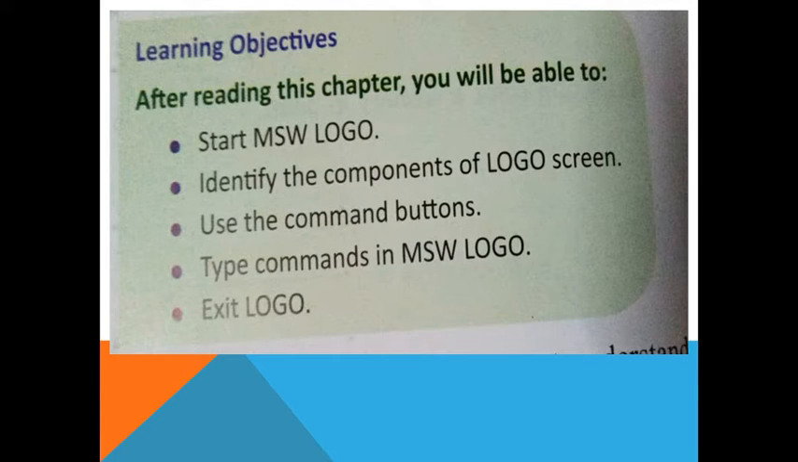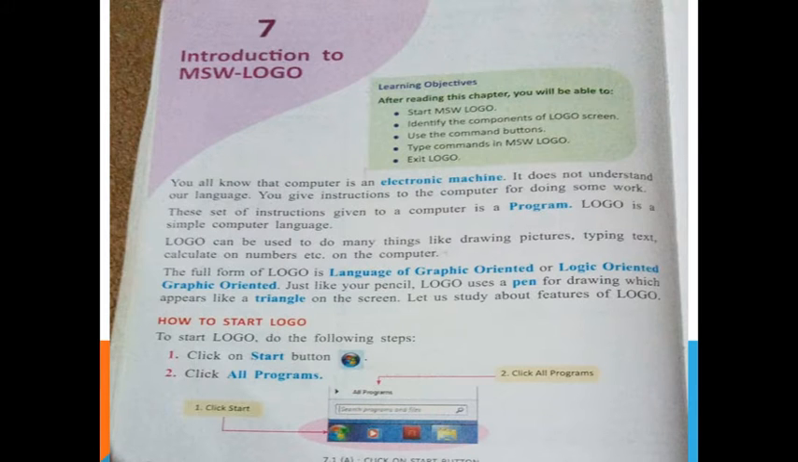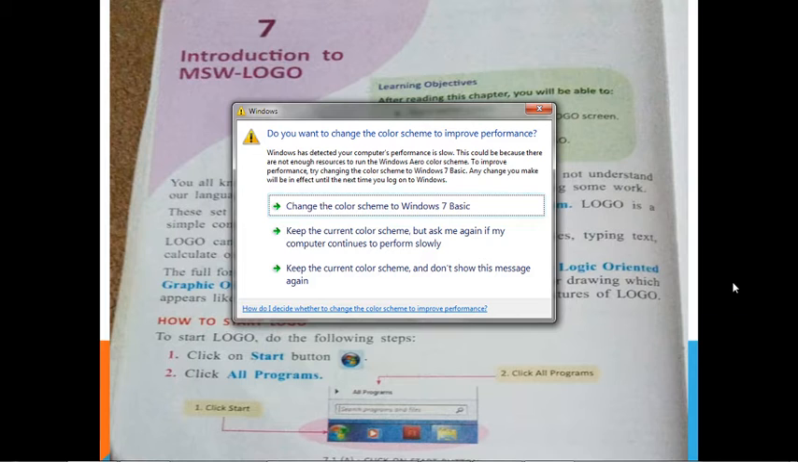What we will know about this, what we will get in this chapter. So this learning objective: start MSW Logo, which means language of computer. Identify the components of the Logo screen. You know, very familiar components, right? Use the component buttons. Type commands in MSW Logo and exit. Okay, then let's start the introduction to MS Logo.